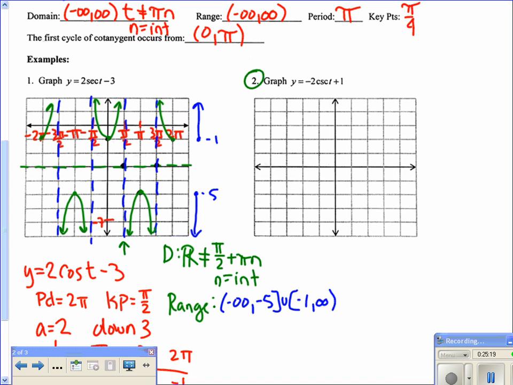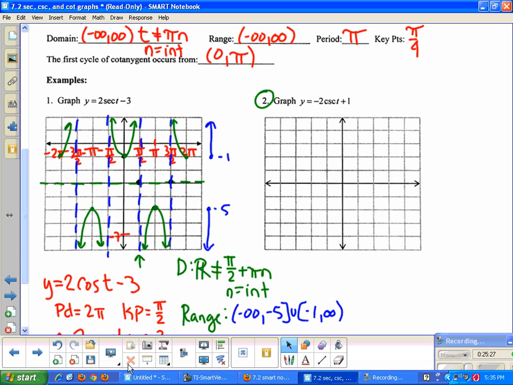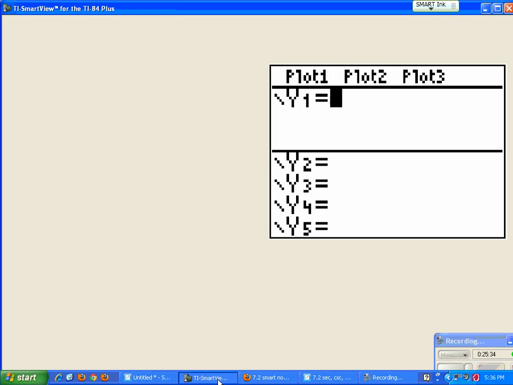Now, one last thing that I want to do, since we haven't talked about it yet, is talk a little bit about calculator stuff. I want you to be able to graph these by hand, but just for the sake of being able to check your answers while you're at home, you can graph these on your calculator.